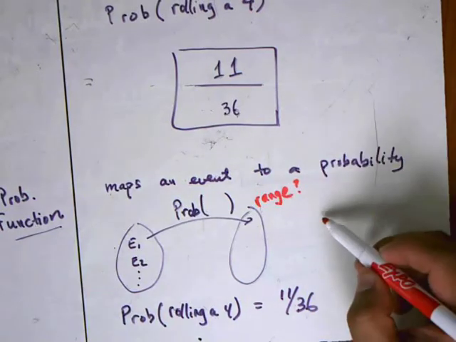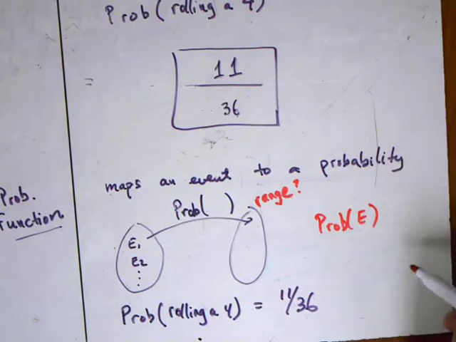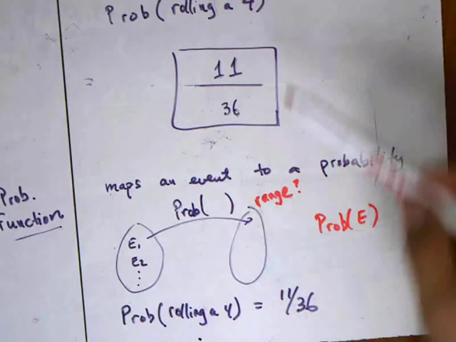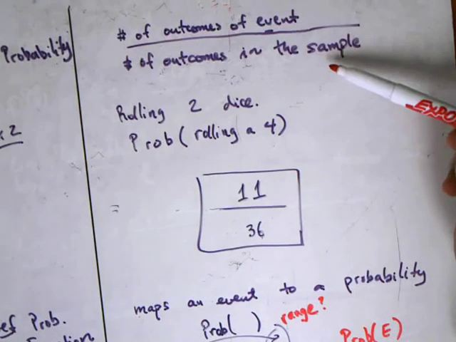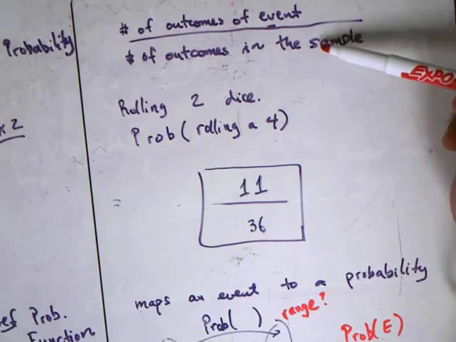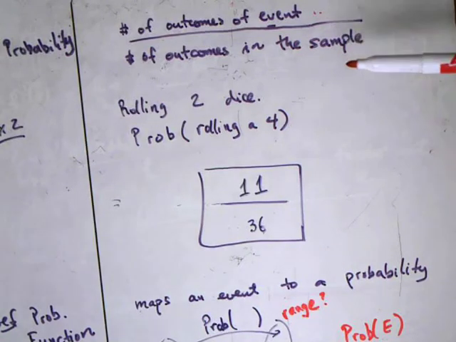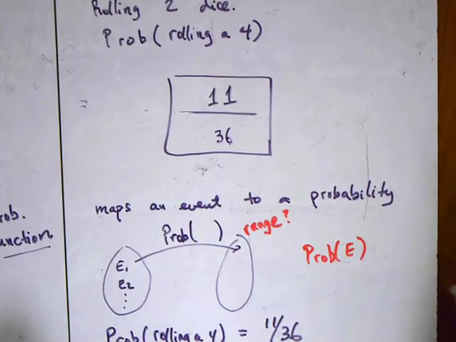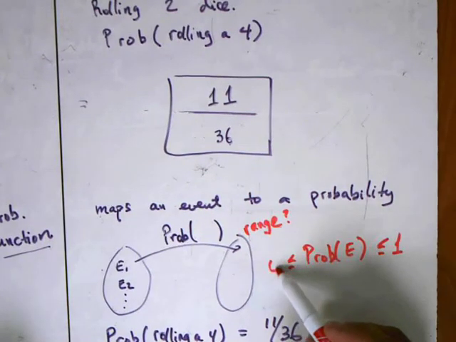Well, for any probability of some event E, that probability is a fraction. So it's the number of outcomes of an event divided by the number of outcomes in the sample. And these outcomes here can never really be bigger than the number of outcomes in the sample, because the events are part of the sample. So the number of events can never be bigger than the sample. Therefore, this fraction never ever gets greater than 1, and it never ever gets smaller than 0.